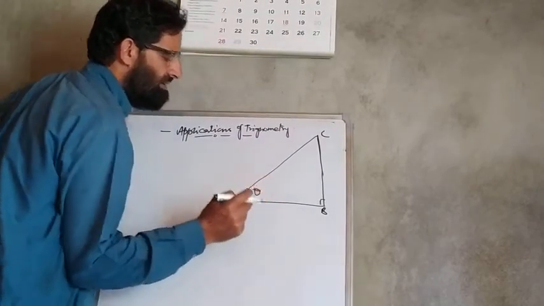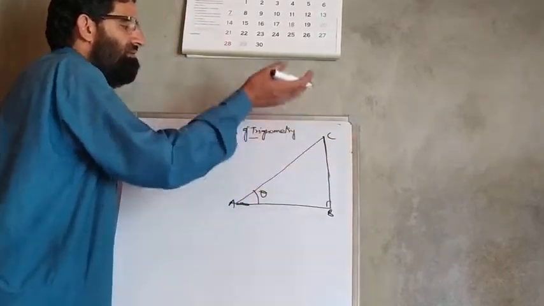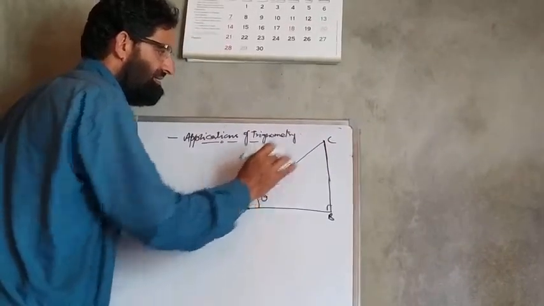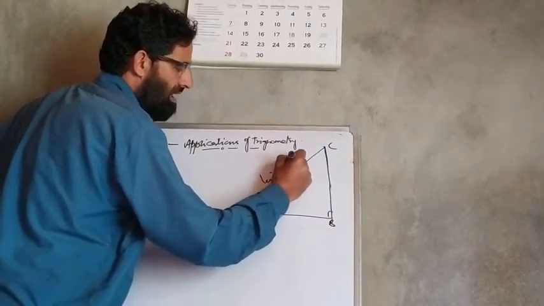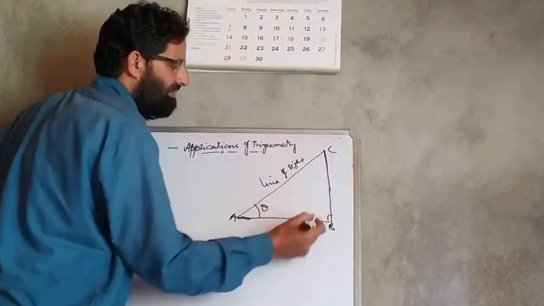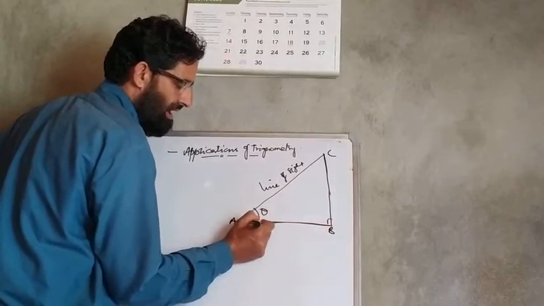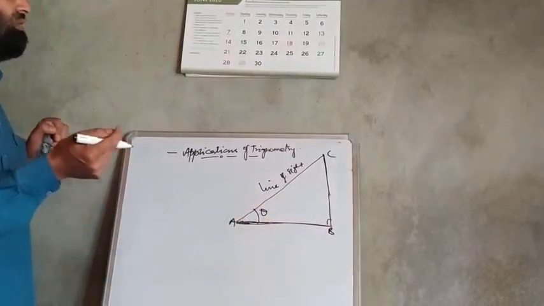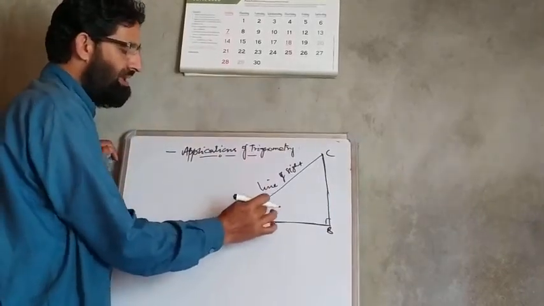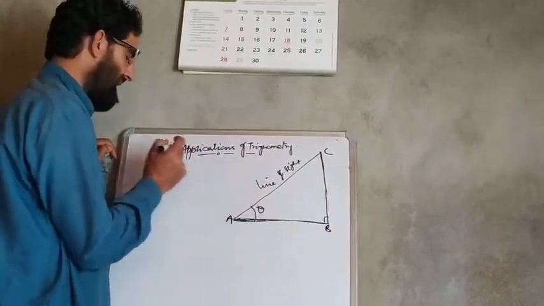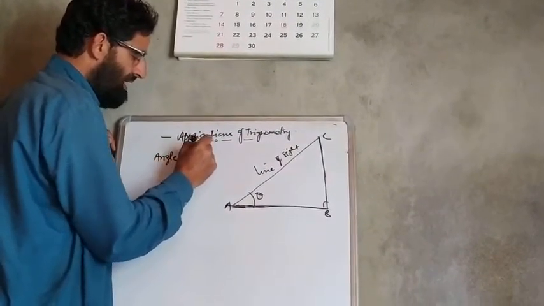and if you are the observer and you are viewing an object, this AC is called the line of sight, and this is the horizontal line. And suppose you are seeing an object which is above this horizontal line. Your eyes will make an angle. This angle is called angle of elevation.